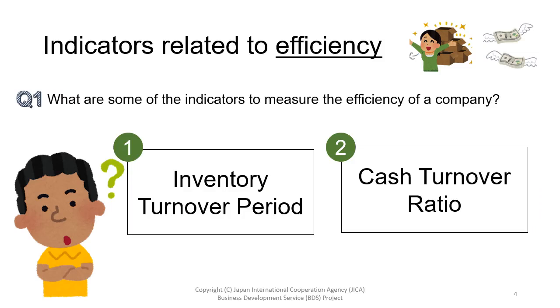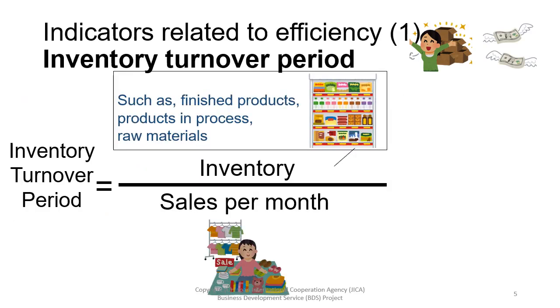What are the indicators to measure the efficiency of MSMEs? Some of those are inventory turnover period and cash turnover ratio. Let's first look at inventory turnover period.